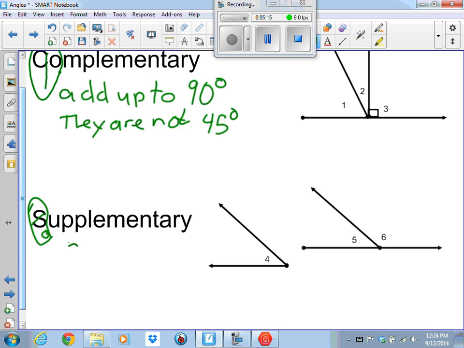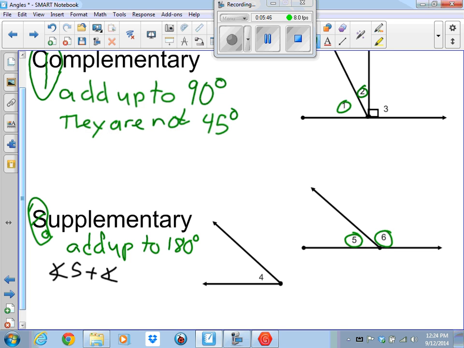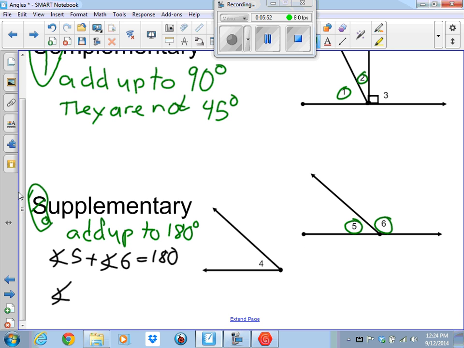So supplementary angles add up to 180 degrees. In the first example, angle 1 and angle 2 add up to 90, therefore they are complementary. Now at the bottom we have 5 and 6 are supplementary, but I actually created angle 4, which is the same as angle 5. So we have angle 5 plus angle 6 equals 180, and angle 4 plus angle 6 equals 180.